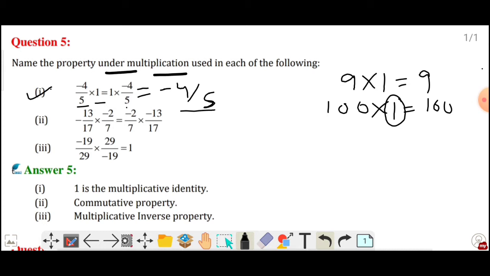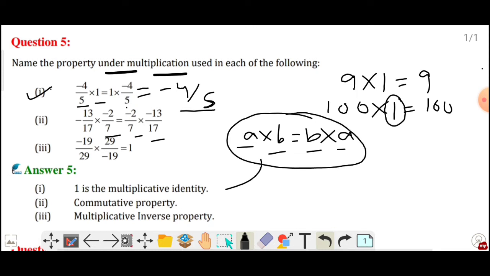Sub question number 2. Minus 13 upon 17 into minus 2 by 7 is equal to minus 2 by 7 into minus 13 upon 17. It is looking the same as A into B is equal to B into A. First we wrote A, here at the last it is written on the right side. B is written next here, and on the left side B is written first. This property is called the commutative property for multiplication. The answer to write here is commutative property.